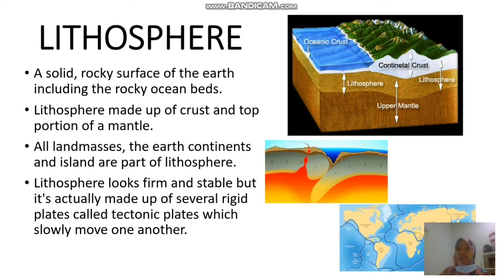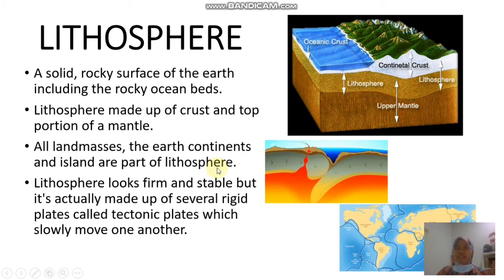Now I want to introduce to you the lithosphere. So before this, you have learned about the hydrosphere, which is the water on the earth. Now lithosphere is, in simple words, the land on the earth. It is made from a solid rocky surface, including rocky bed and ocean bed. So lithosphere consists of oceanic crust, the ground underwater, continental crust, the ground where we live on, and also made up from the upper mantle.